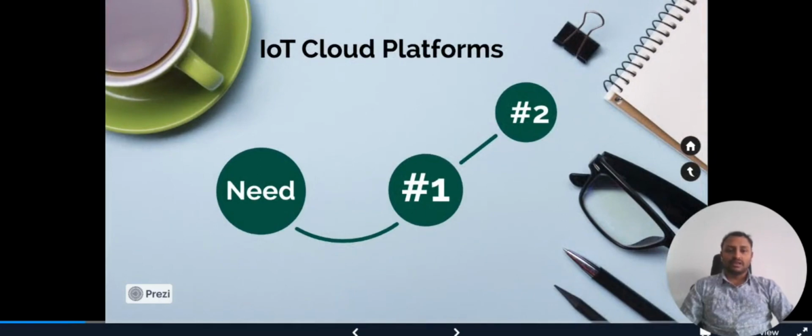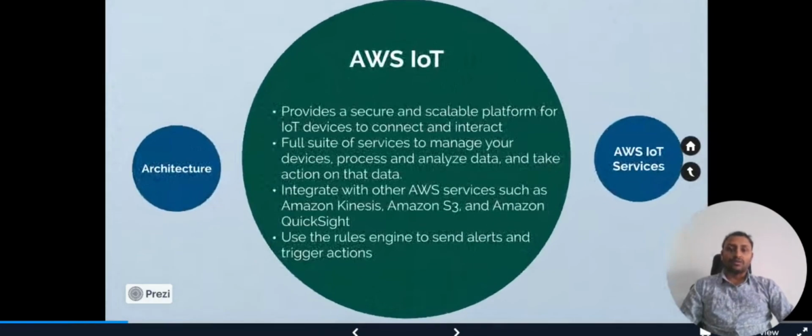So now let's look into the first IoT cloud platform that we are going to discuss, that is AWS IoT. Amazon Web Services, AWS, is a popular cloud platform, and AWS IoT is its IoT-specific offering. AWS IoT provides a secure and scalable platform for IoT devices to connect and interact with other AWS services. AWS IoT offers a full suite of services that allows you to manage your devices, process and analyze data, and to take action on that data.